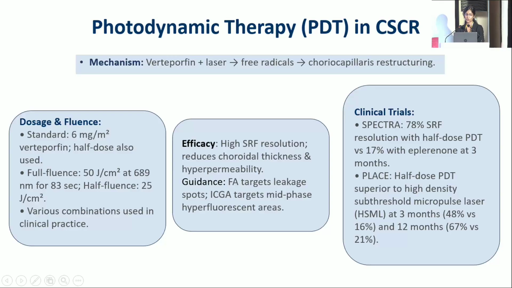We can go for photodynamic therapy. In this we use verteporfin, which is a photosensitizer, and we apply laser at 689 nanometers for 83 seconds, and it causes remodeling of the choriocapillaris. There have been trials like the SPECTRA trial and PLACE trial, which have compared its efficacy with eplerenone and subthreshold micropulse laser. In both cases, PDT was found superior.